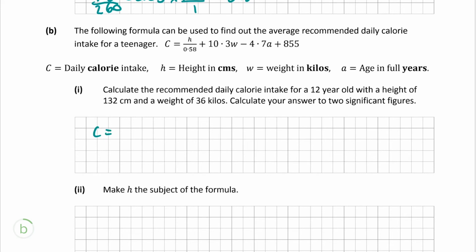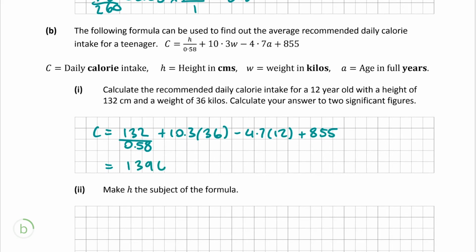So this is just a matter of plugging in the values into the formula we're given. So we fill in 132 for H, 36 for W, and 12 for A. And when you plug this into your calculator, it comes out to be 1,396.98 calories. But since we're told to give our answer correct to two significant figures, we take the first two numbers, which is 1,300, but since the next number is 9, we round up to 1,400 calories.